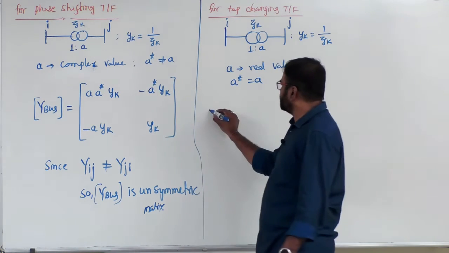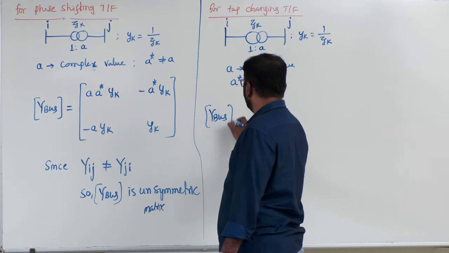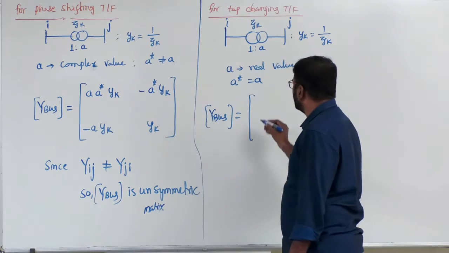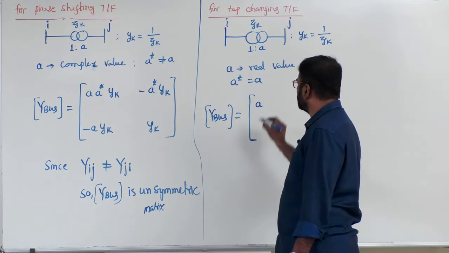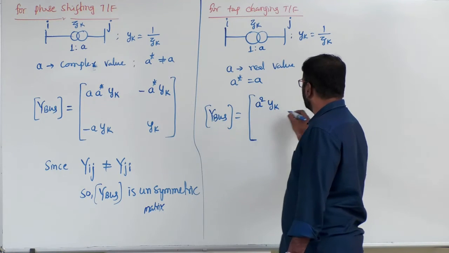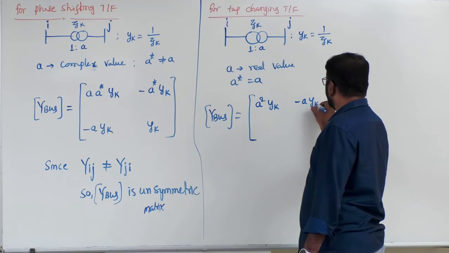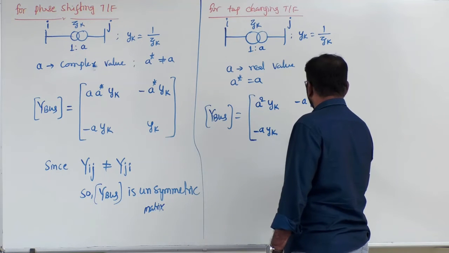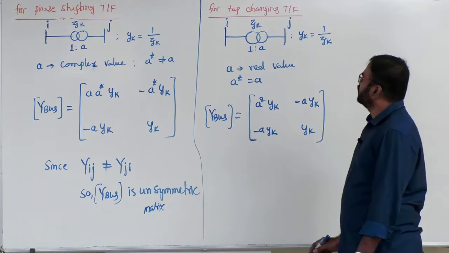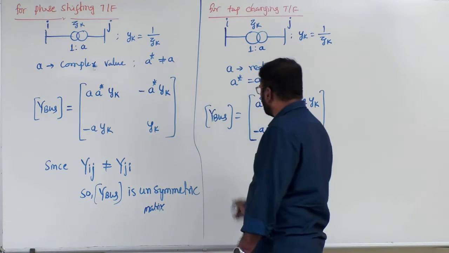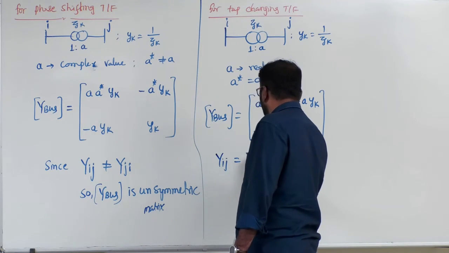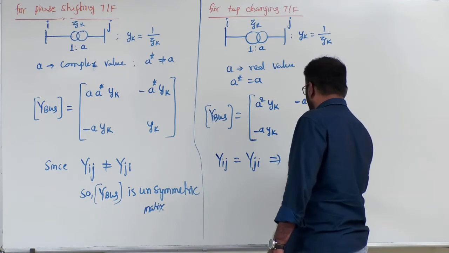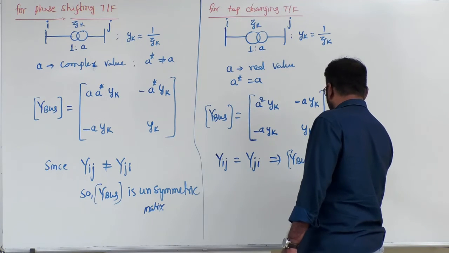Okay? Now, what is the Y bus? Here, let me write like this. A into A conjugate means simply A square only. Why? A equal to A conjugate. So, A square into Yk, minus A times Yk, minus A times Yk, and simply Yk here. So, this is for a tap changing transformer. Since A is a real number, Yij equal to Yji. So what can I write now? Y bus is a symmetric matrix.